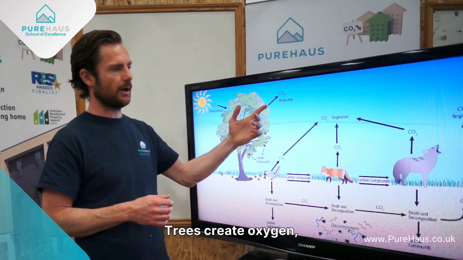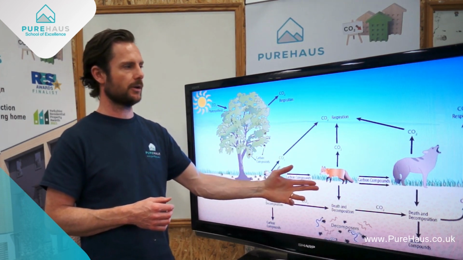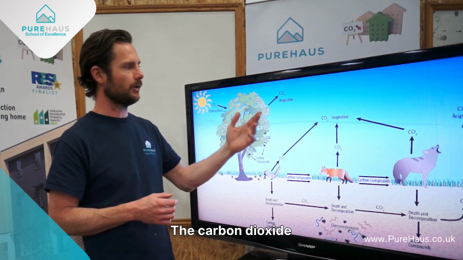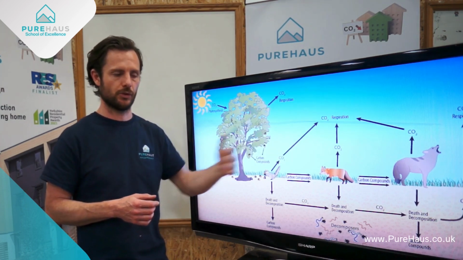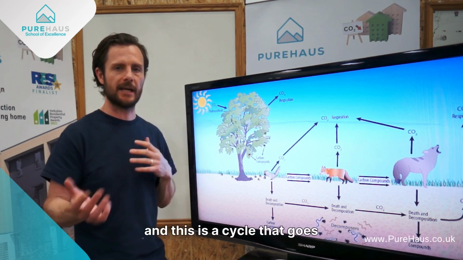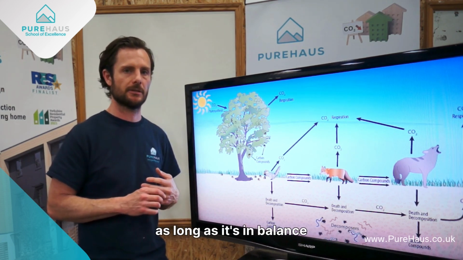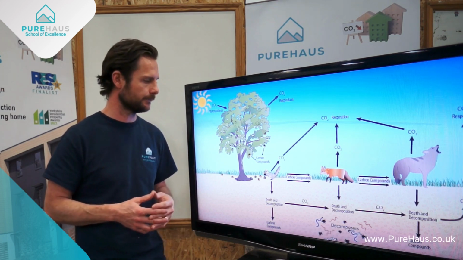Trees create oxygen. Animals use the oxygen and create carbon dioxide. The carbon dioxide is then breathed in by the trees, and the trees produce oxygen. And this is a cycle that goes backwards and forwards and backwards and forwards. And as long as it's in balance, the planet can continue to thrive healthily.